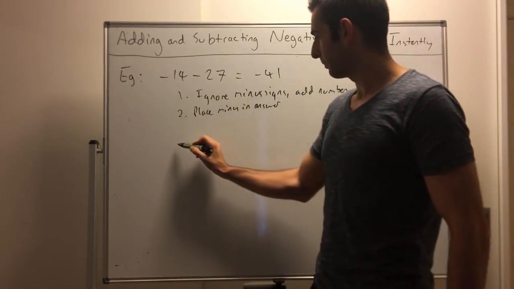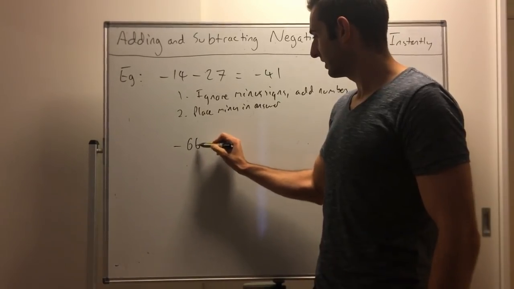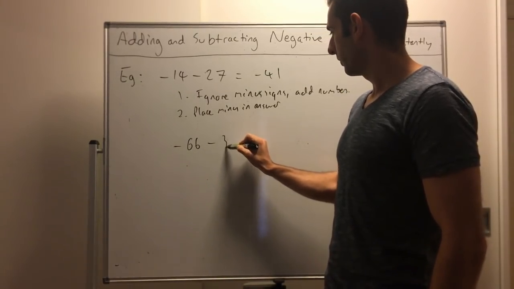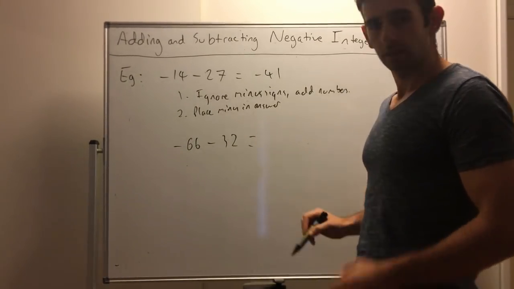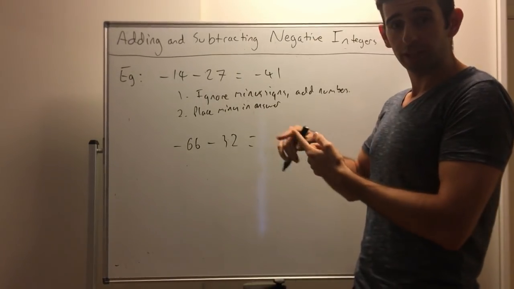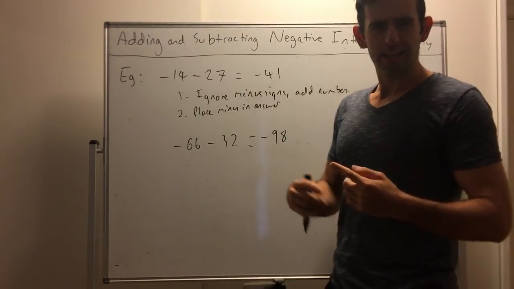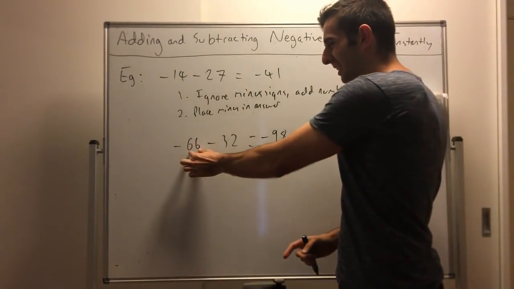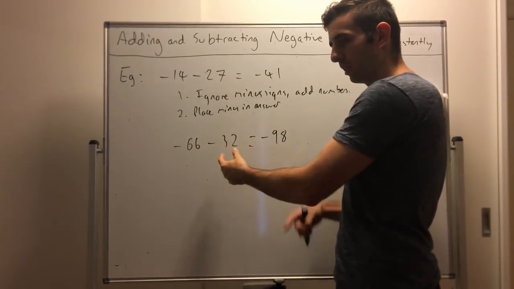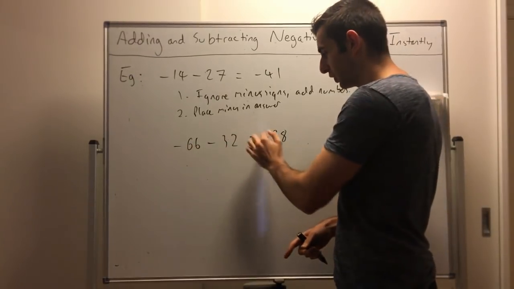So let's just look at another example. Minus 66 minus 32. What's the answer straight away? Pause the video, have a go, but it's just negative 98. How did I do that so quick? 66 plus 32, that's 98. Both minus, chuck the minus there.